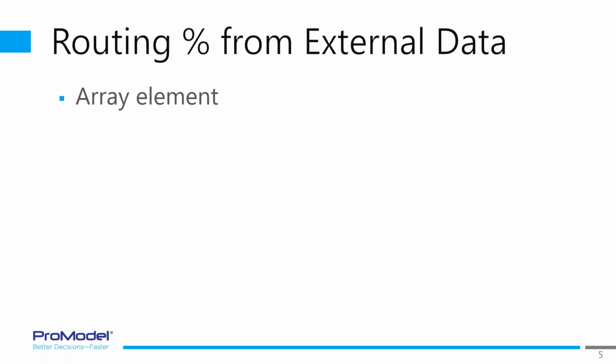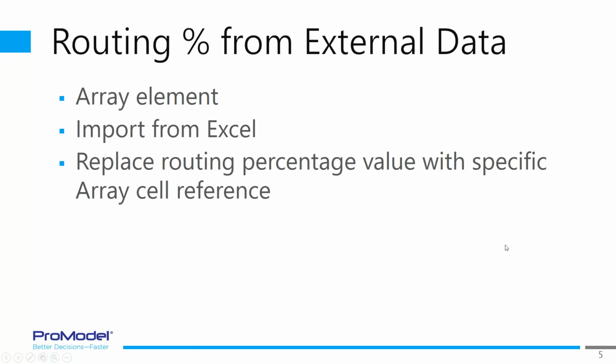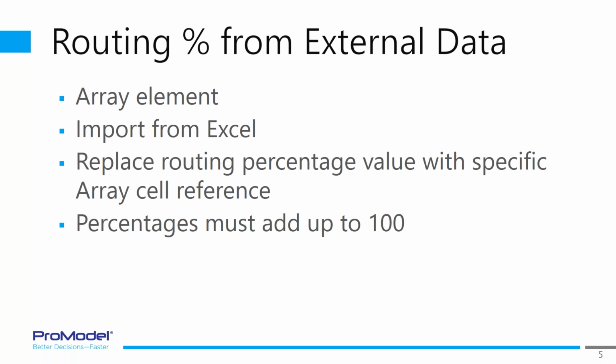Now the array itself, the only way that this will really work is if you initialize the array from the Excel file. So again, it has to be imported. The data has to be imported from Excel. That's what has to be specified for the array. And then you go in and you can replace the routing percentage value that you may have set there and put that specific array cell reference instead. And again, the percentages must add up to 100%.